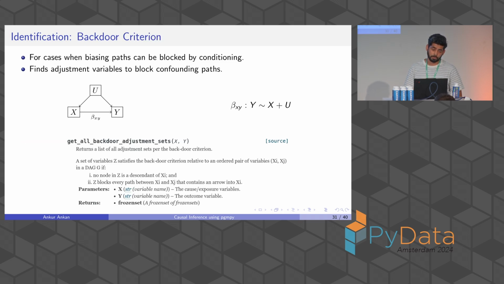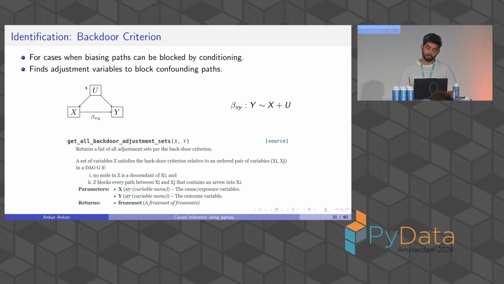So just to show some of them. For example, this is called the backdoor criterion, where we have a confounding variable which we try to control for. And there's a function in pgmpy for that. You can basically give this function the model, the DAG that we have, and X and Y, the causal effect that we are interested in. And it would give out all the variables that we need to control for.